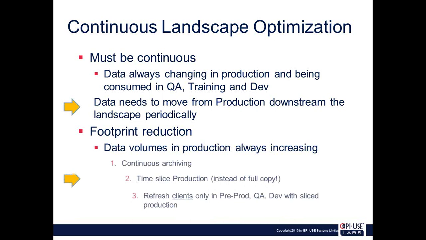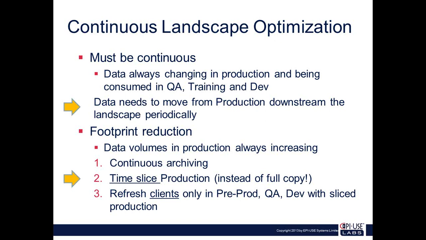You also need the capabilities to be able to time slice production instead of a full copy. Okay, so typically you only need a year or maybe 13 months worth of data from production back into QA to do all the testing and all the validations that you need. Instead of refreshing entire systems, what you should be able to do, and need to do actually, is just refresh clients in the pre-prod and QA and dev with sliced data from production instead of the entire copy. Right?